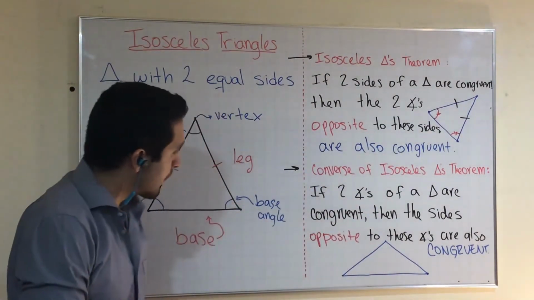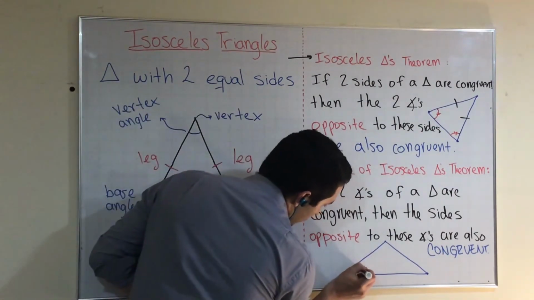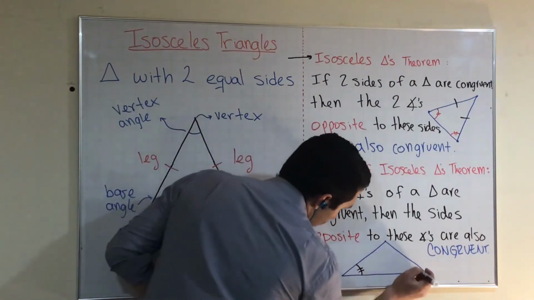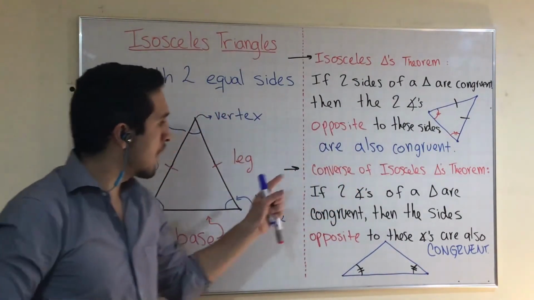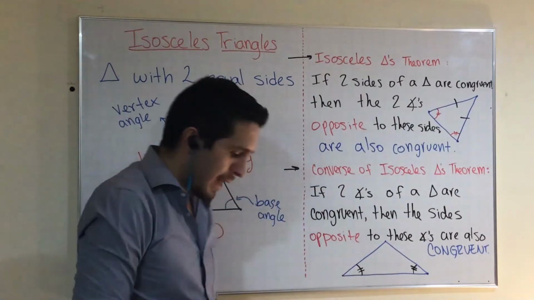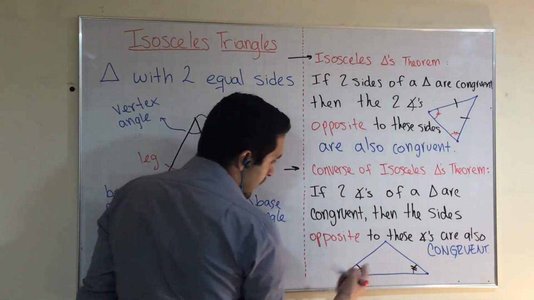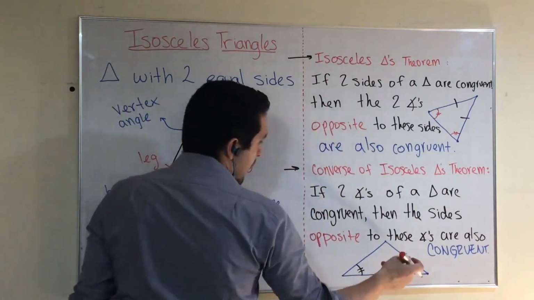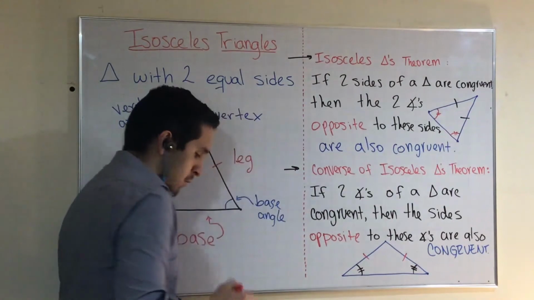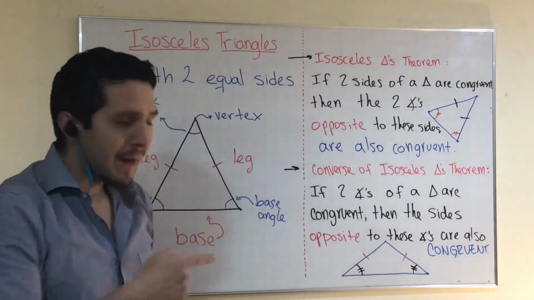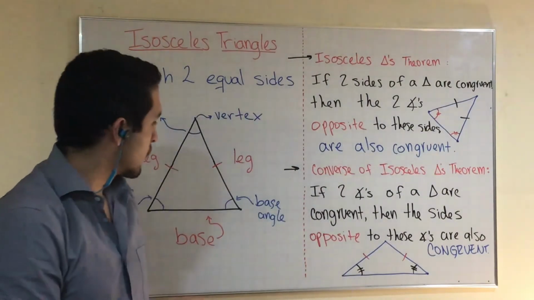If two angles of a triangle are congruent, so let's suppose this angle over here is congruent with this angle over here. So if we have two angles of a triangle being congruent, then the opposite sides to this angle, the opposite side to this angle is this side over here, the opposite side to this angle is this one over here, are also congruent. Okay? That is going to help us make a lot of relationships between isosceles triangles.